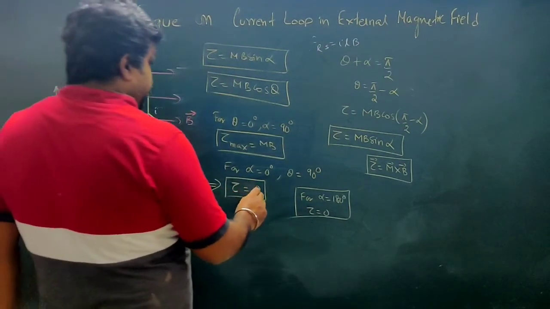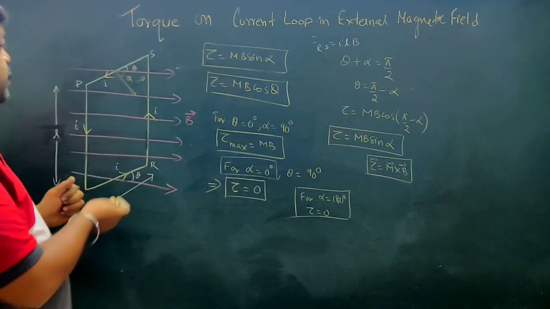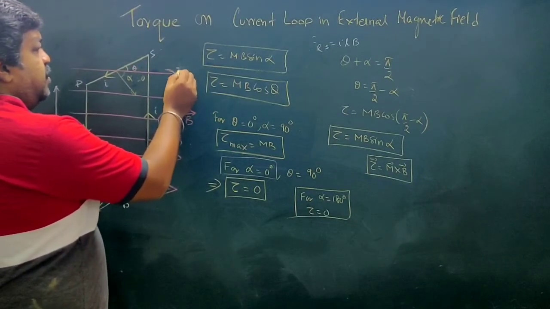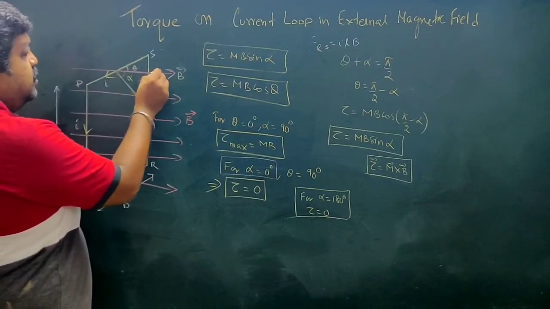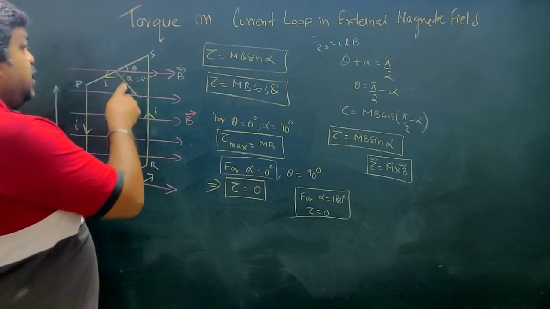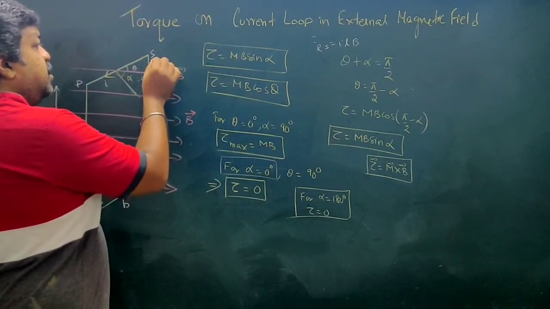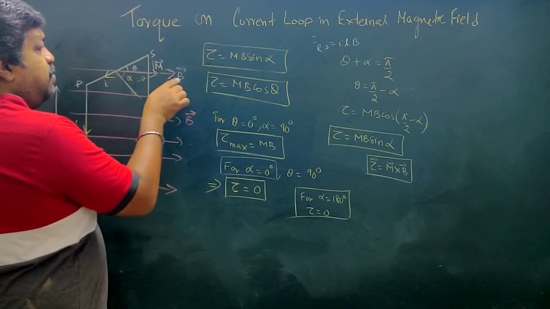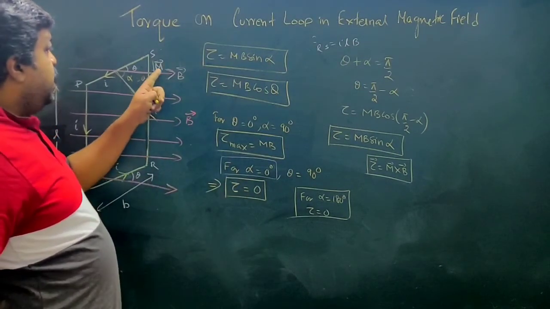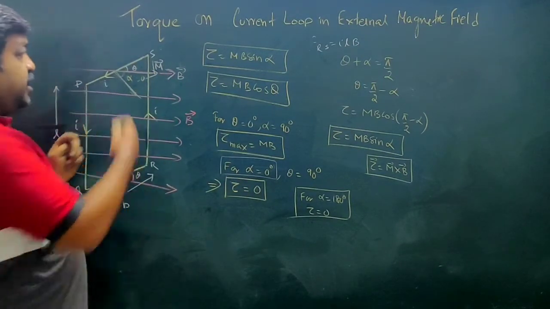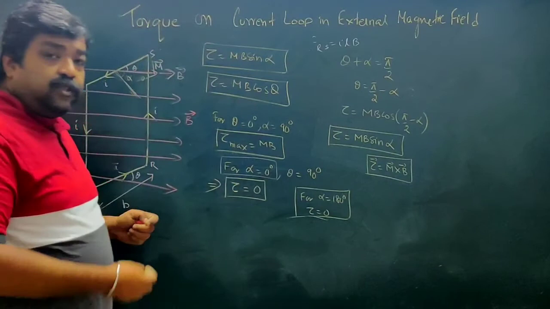But this case, alpha is equal to 0 degree, see, this is the direction of the magnetic field. Alpha is equal to 0 degree means coil is placed like so, this normal is in the direction of the magnetic field. We know that magnetic moment is in the direction of normal, so this is M. So M and B are in the same direction, alpha is equal to 0, torque equal to 0. M and B in anti-parallel direction, M in this direction, B in this direction, again torque will be 0.